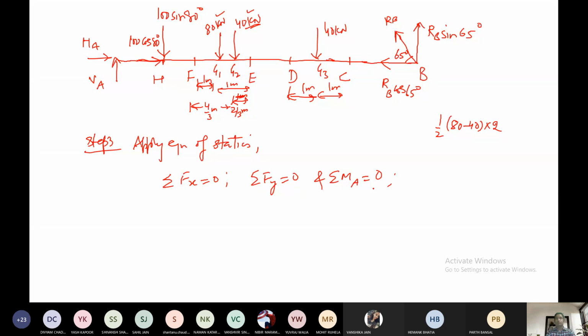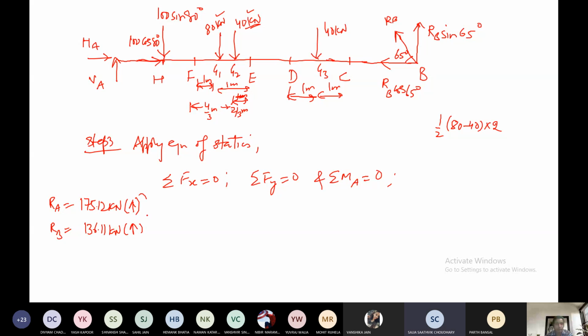Sir, I got RA as 175.123 kilonewtons, RB as 136.11 kilonewtons. Wait, tell me once again. RA 175.12 kilonewtons. Direction? Sir, upward, 65 degrees positive. Yes, sir. And RB, I got 136.11 kilonewtons. Yes, 136.11 kilonewtons.